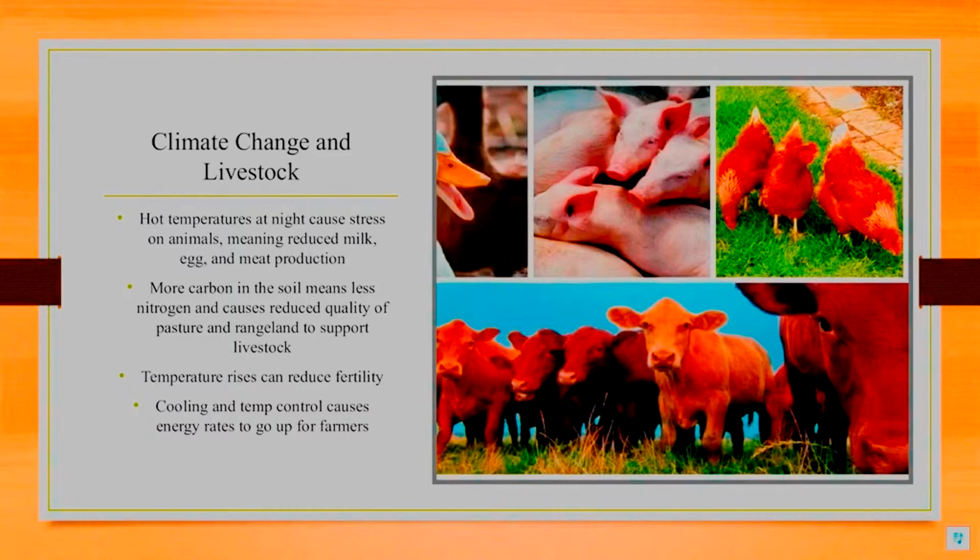More carbon in the soil means less nitrogen and less organic matter, meaning that the grass for our pasture and rangeland livestock will have a lower quality and we won't have enough to support the livestock. Temperature rising can also cause farmers to possibly need cooling and temperature control, keeping the livestock and the crops cool enough.